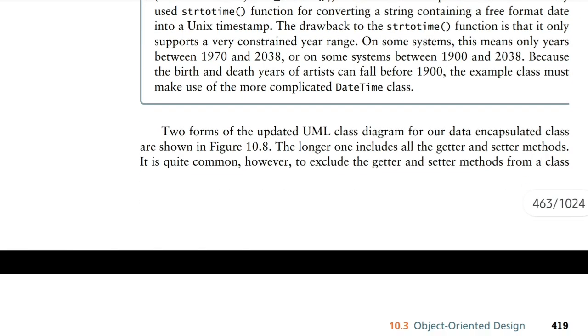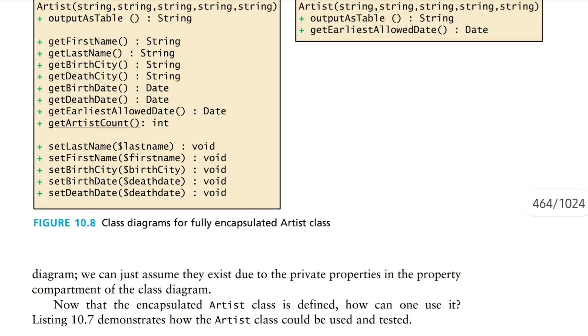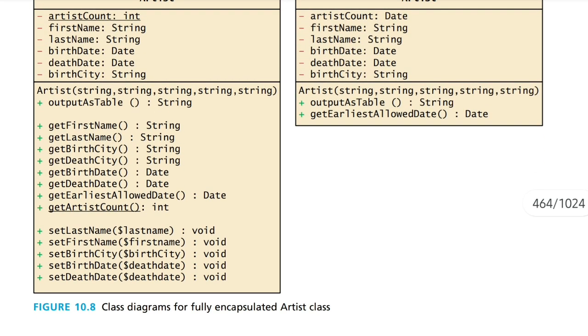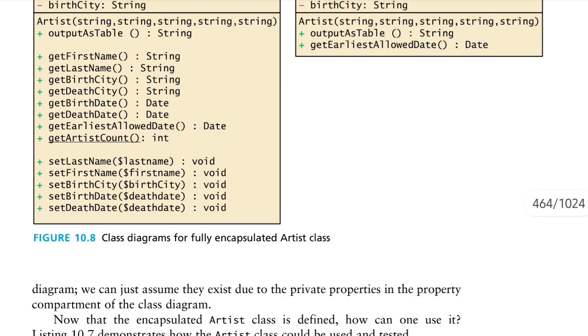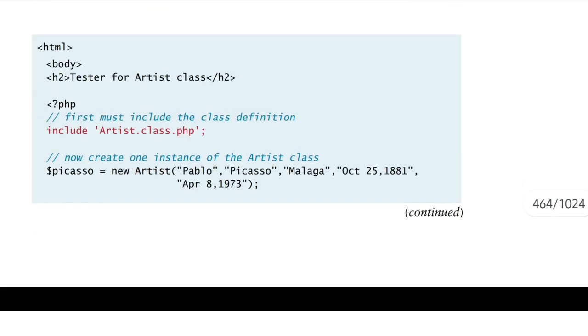Okay, and this is the updated UML diagram. What differences can we find here? The private members are represented as minus, the public members are represented as plus. And that's all. What's the difference between the previous diagram and this diagram?